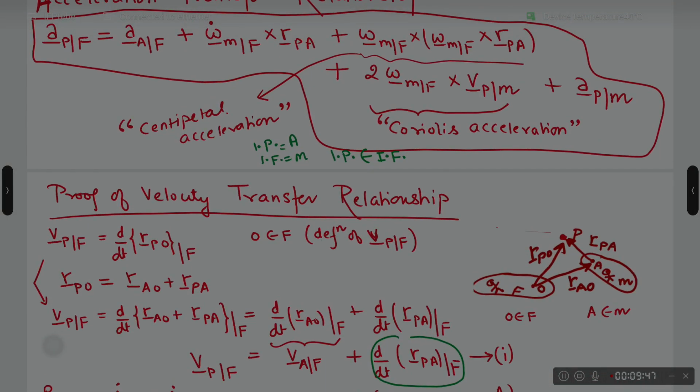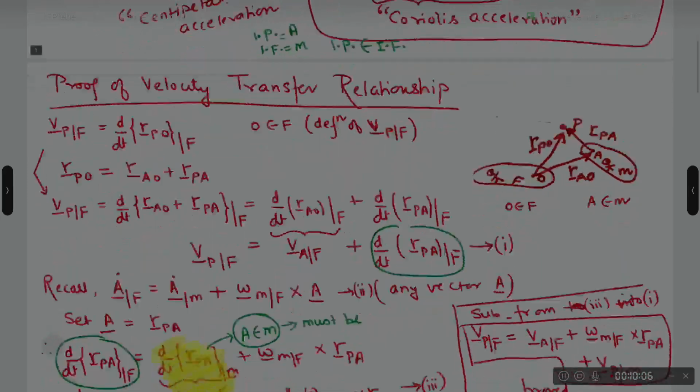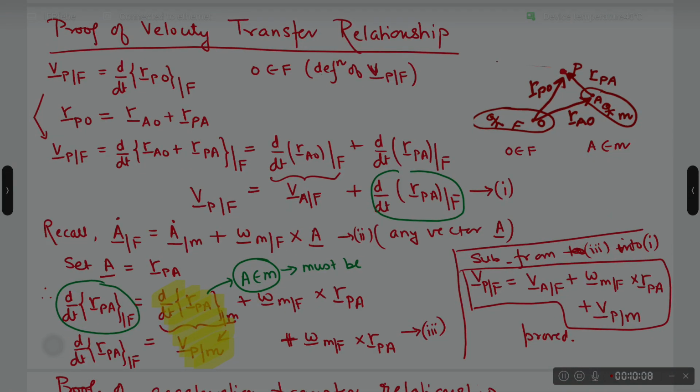Before I start the derivation, I do want to mention that this term, 2 times omega mf cross Vpm, is also called the Coriolis acceleration term. Proof of velocity transfer relationship.